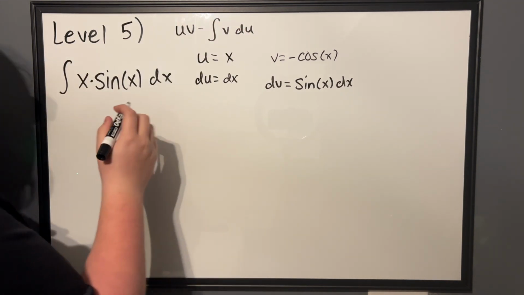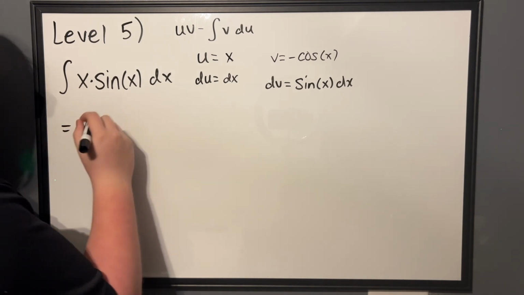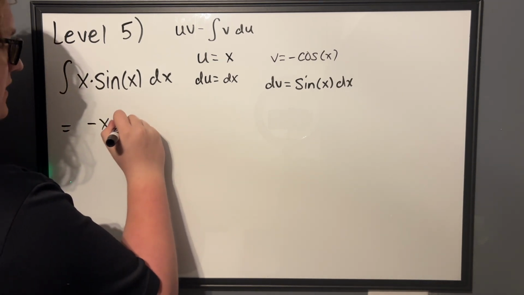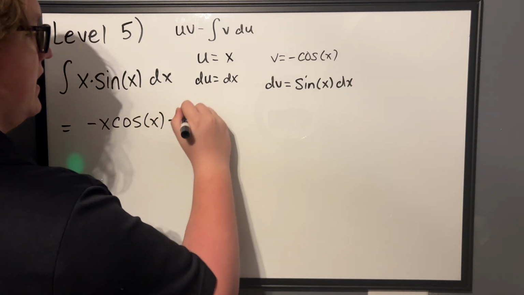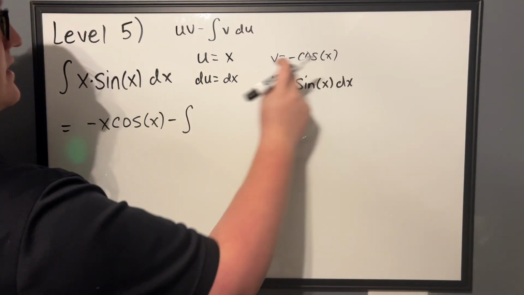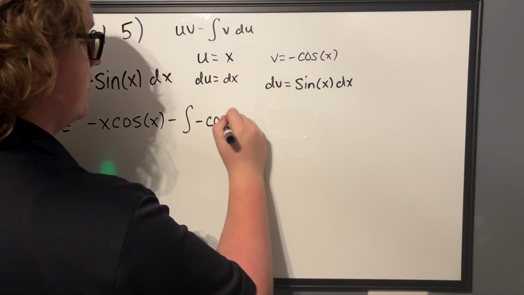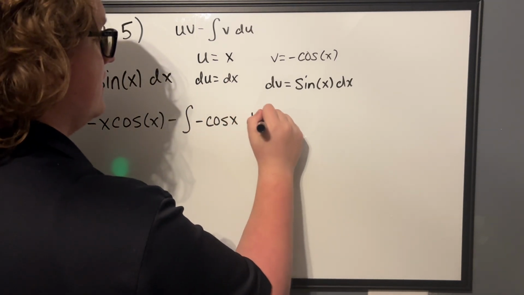So we have uv. So uv is this times this. So what that's going to be is a minus x cosine of x. And then we're going to subtract off the integral of v times du. Well, v is minus cosine of x. So we have minus cosine x. And that's times du, and du is just dx.